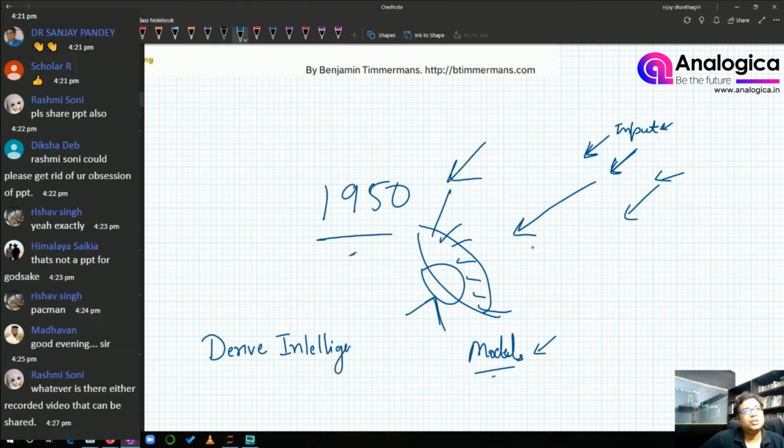Derive intelligence. This is what we need: derive intelligence out of raw data. That's where all your ML and stats and everything come in. This is the layer where you're going to build all these models.